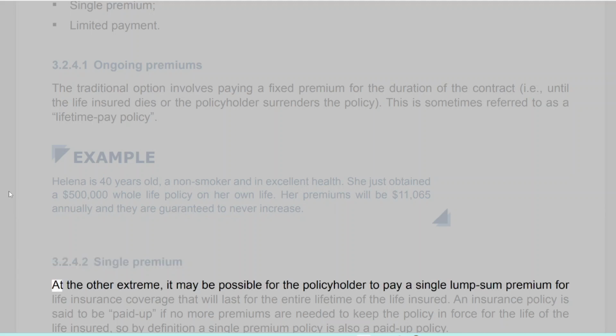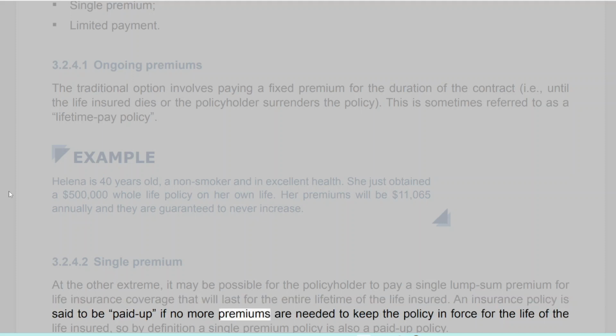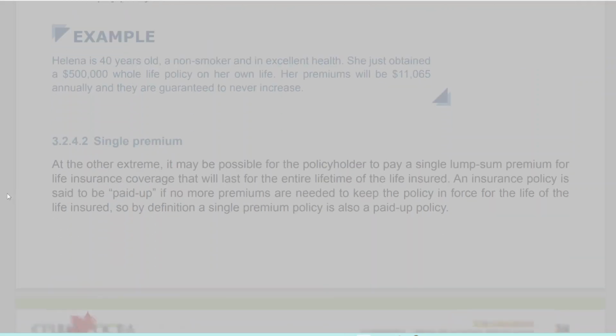3.2.4.2 Single premium. At the other extreme, it may be possible for the policyholder to pay a single lump sum premium for life insurance coverage that will last for the entire lifetime of the life insured. An insurance policy is said to be paid up if no more premiums are needed to keep the policy in force for the life of the life insured, so by definition a single premium policy is also a paid up policy.